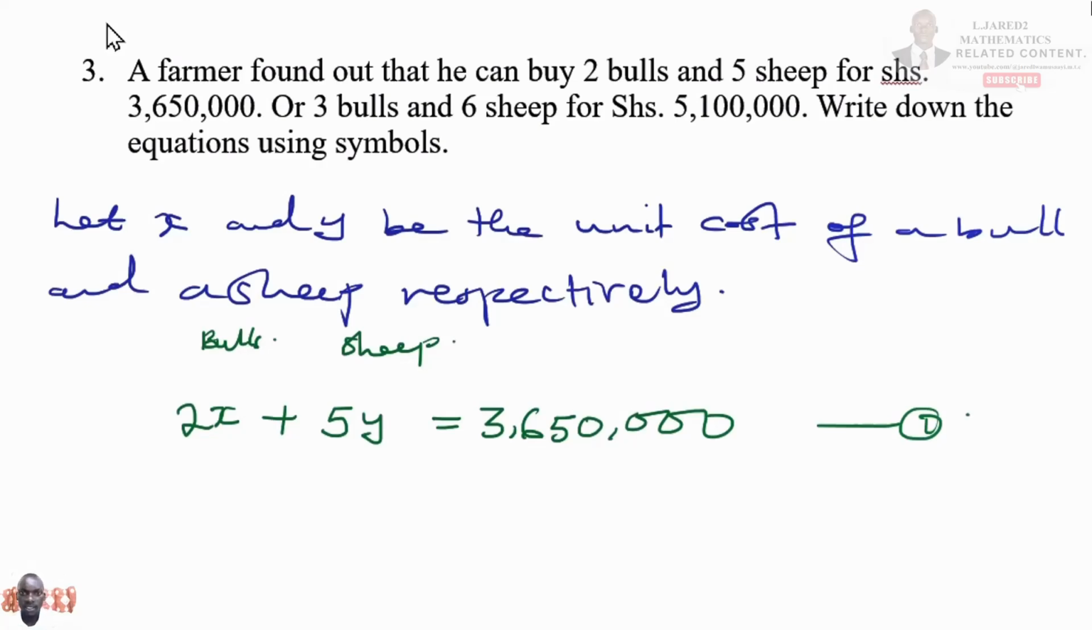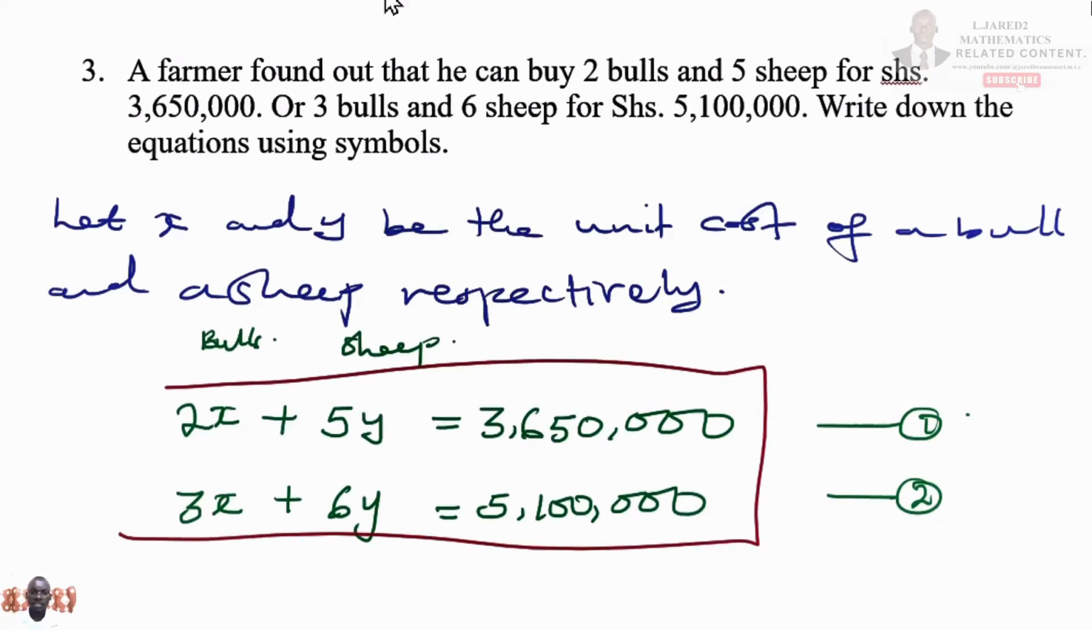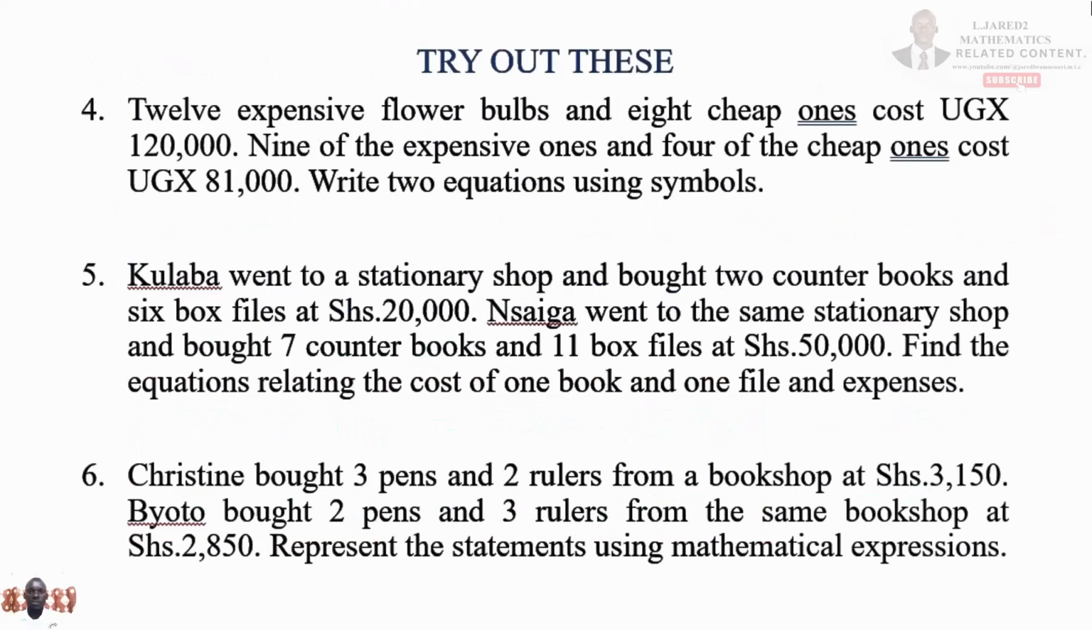Also, we are saying that 3 bulls, so we have 3 multiplied by x, plus the 6 sheep, so we have 6 multiplied by the unit cost of a sheep, should be equal to the 5,100,000 shillings. So this gives us the second equation, which we are naming equation 2. So now this becomes our simultaneous equations from these statements. We can proceed to the next.